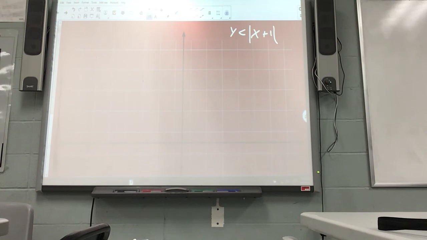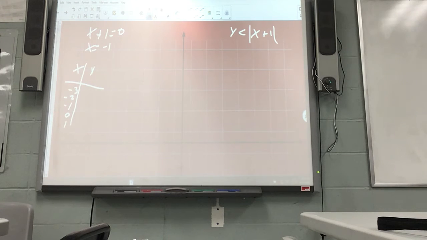Alright, so we're going to start the same as we have. We're going to take what's inside the bars and set it equal to 0 and solve. By now that should be pretty easy for you to do. So you get a -1. That's going to be where our vertex is. So I'm going to put that in the middle, and then I'll go to the left of it, and then I'll go to the right of it.